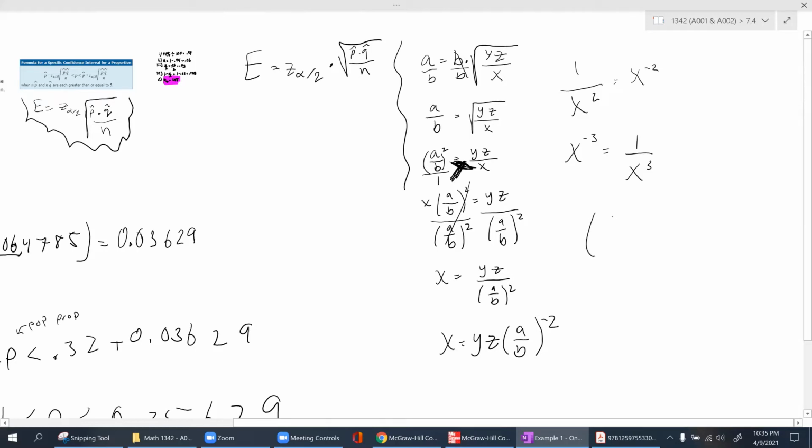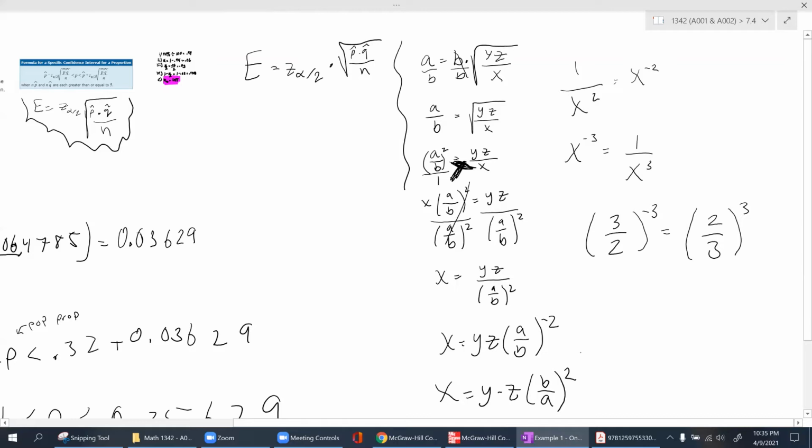And last but not least, if you have, let's just say, a number, 3 over 2 raised to a negative exponent, what you can do is flip the inside, and that is going to make the exponent positive. So that's pretty much what I'm going to go ahead and do here. Meaning x is equal to y times z times b over a squared. Whew. Am I going to ask you to prove this like this, or to go from one way to another? No. I'm just showing you where it came from.